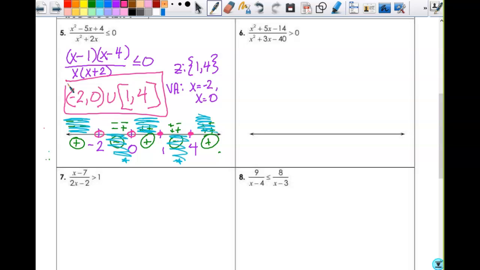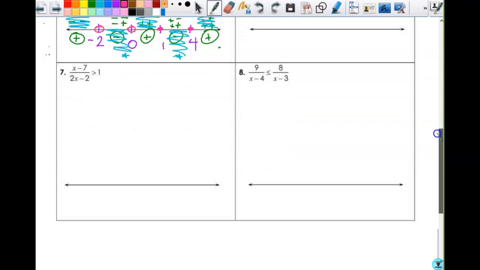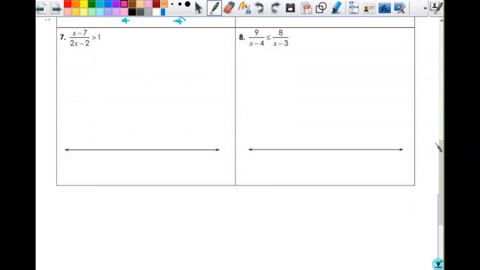Okay. Let's look at number 7. So the first thing I need to do is set it equal to 0. So I'm going to need to do x minus 7 over 2x minus 2 minus 1 is greater than, oh, and I want you to change this to greater than or equal to. Greater than or equal to 0. So is this just going to become x minus 8 over 2x minus 2?